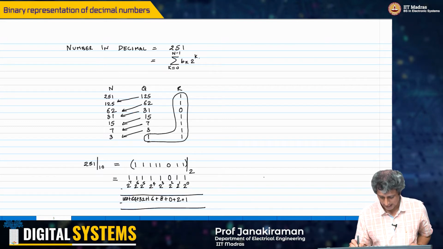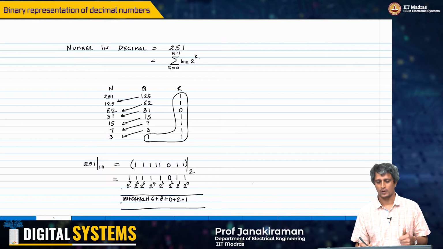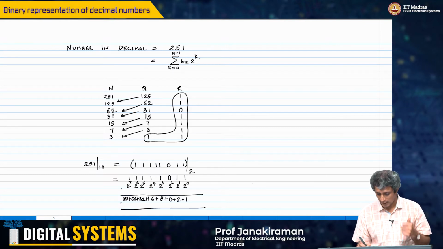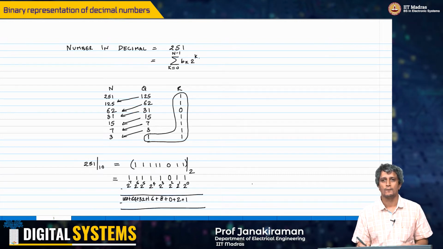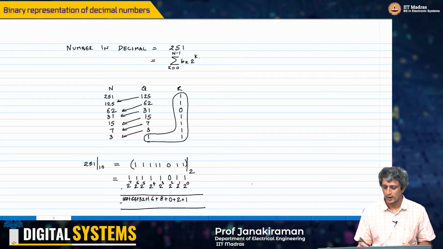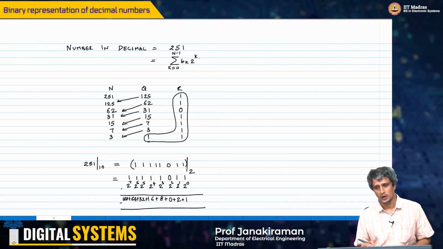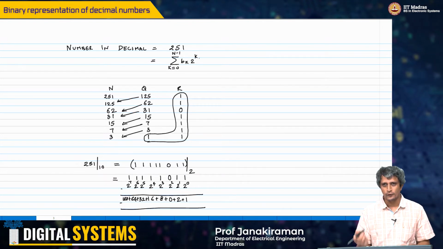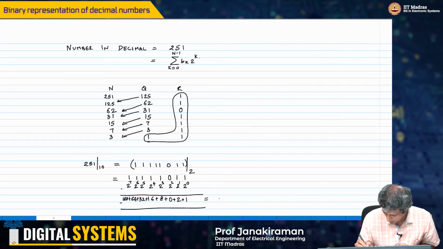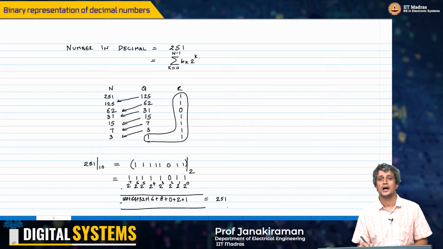So, I basically have 128 plus 64, which is 192, 192 plus 32 is 224. 224 plus 16 is 240, then 248, 250 and 251. So, you can add for yourself and see that you get 251 as the answer.